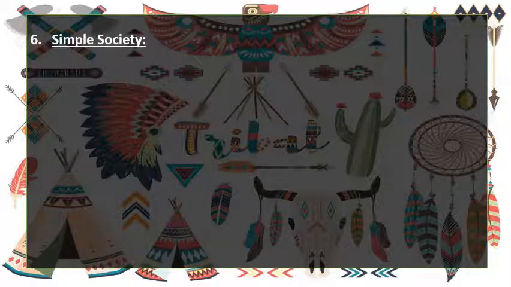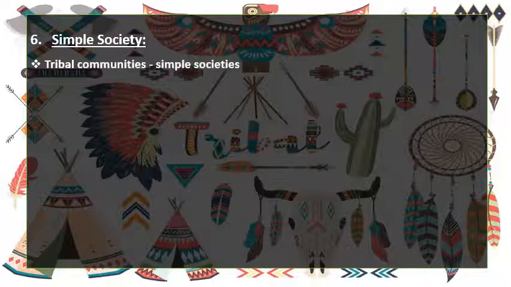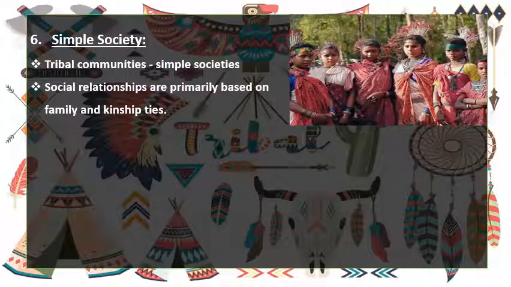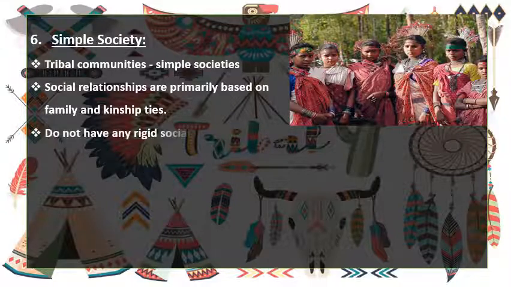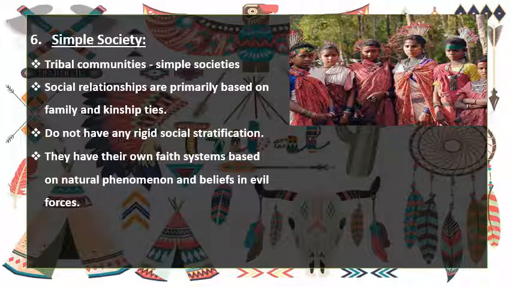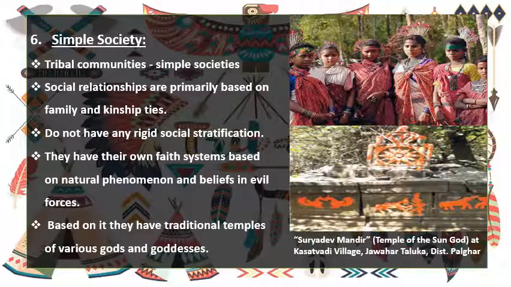Sixth characteristic is simple society. Tribal communities are considered as simple societies. Their social relationships are primarily based on family and kinship ties. They do not have any rigid social stratification. They have their own faith systems based on natural phenomena and beliefs in evil forces. Based on it, they have traditional temples of various gods and goddesses.